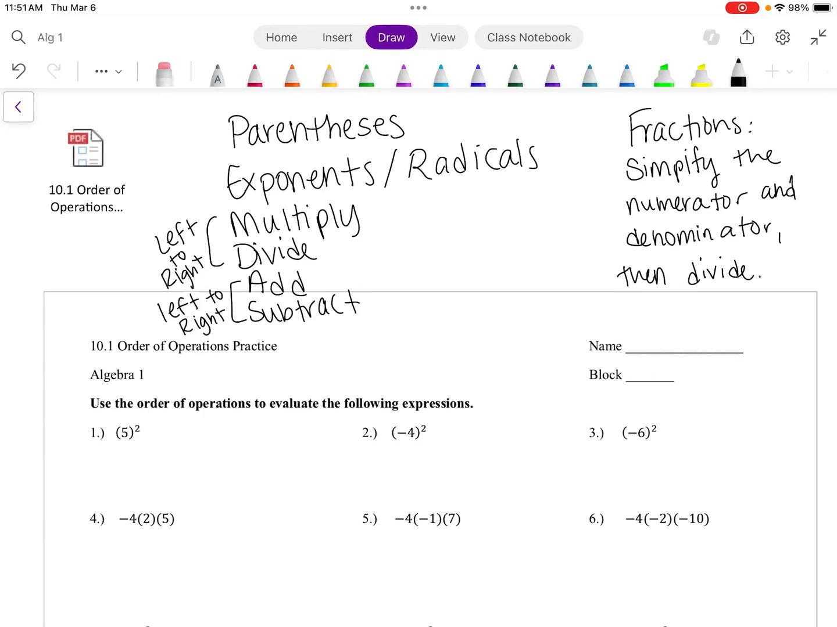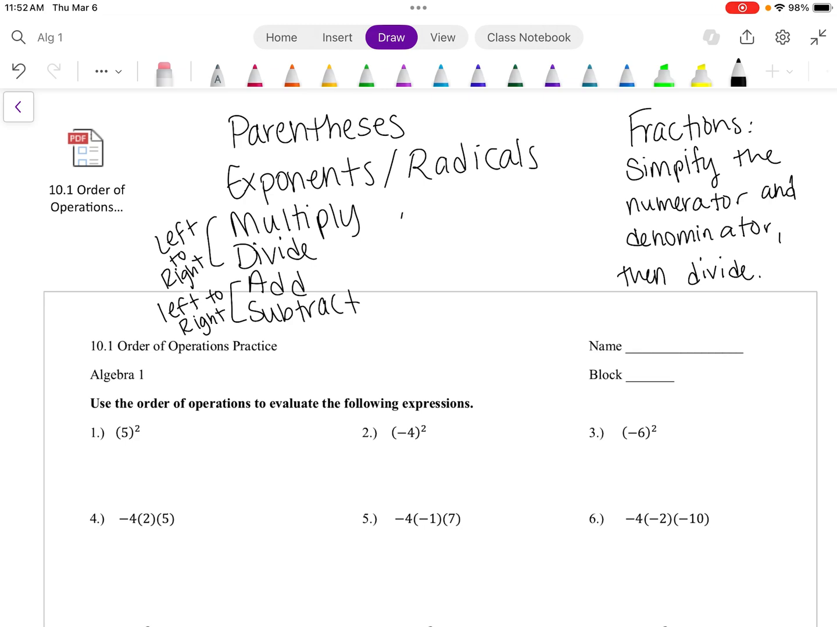We're going to review our order of operations. So when we're thinking about our order of operations, remember the acronym PEMDAS. We always want to do our parentheses first, then we can look for exponents and radicals. We multiply and divide after that. Remember, if a problem has more than one multiplication or division, we go from left to right.